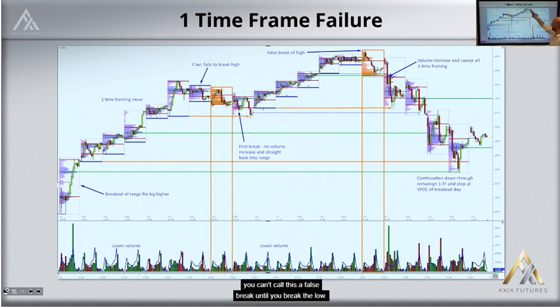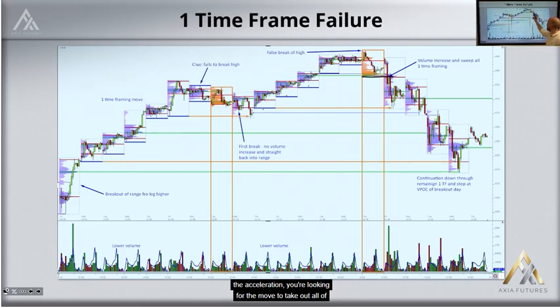Now, you can't call this a false break until you break the low, because this could well be like any of these other breaks of high, and the market just sticks above it. But when you come back down and break the low of the day and then the low of the previous, the one time frame is ended with a failure to keep going. This now is suggesting that we can move down. So the next day, what you're looking for is a break of this low and the acceleration.